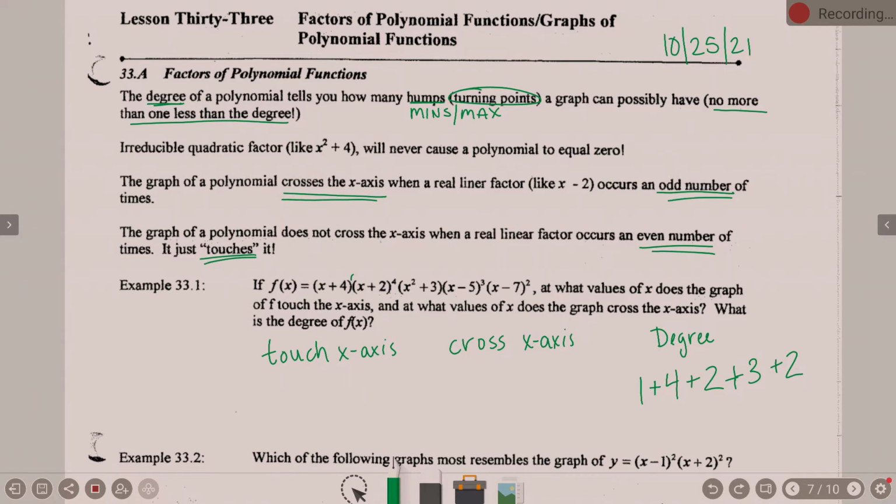So to get the overall degree, you'd be adding all of those. 1 plus 4 plus 2 plus 3 plus 2 puts us at 12. So yeah, the degree is that easy. Just make sure you pay attention to all factors of x. If we're multiplying this out or if it's just as is, what would be that power of x? Okay. Thoughts?